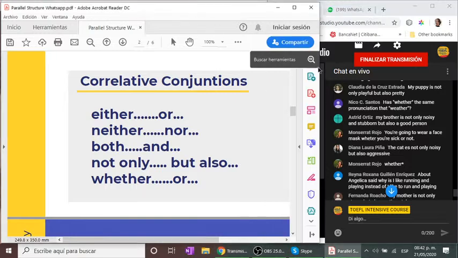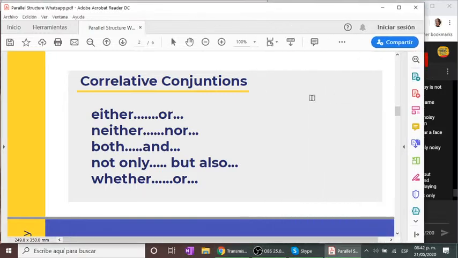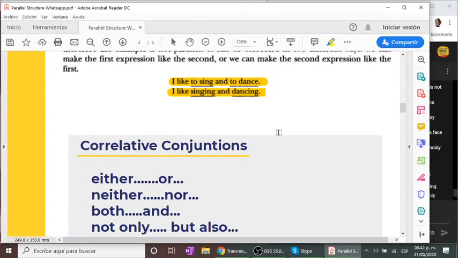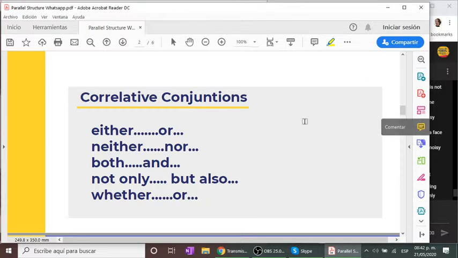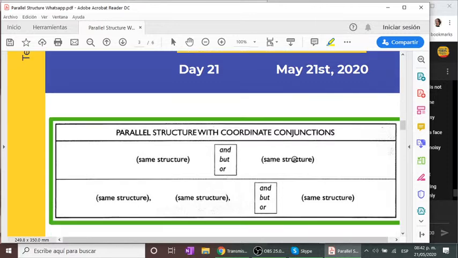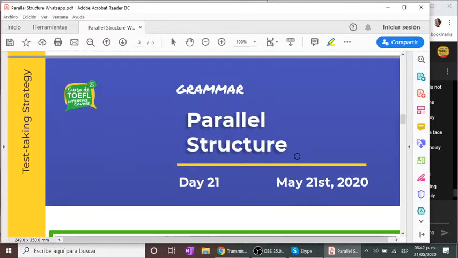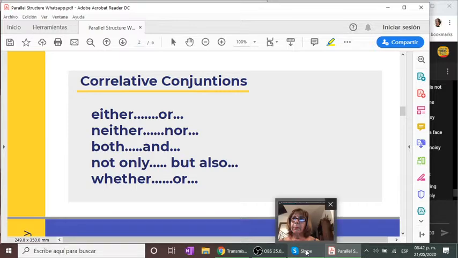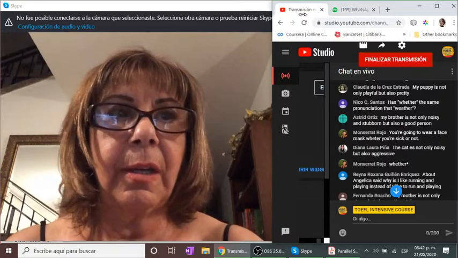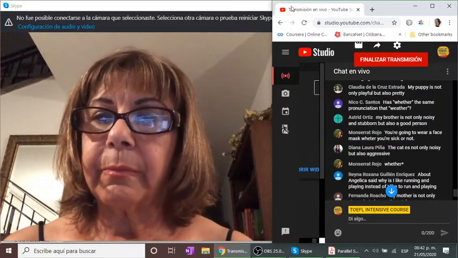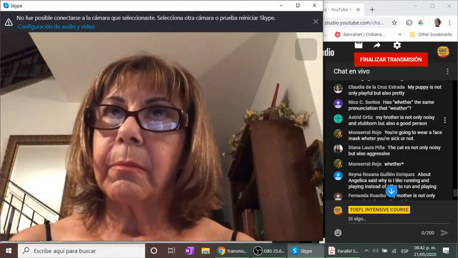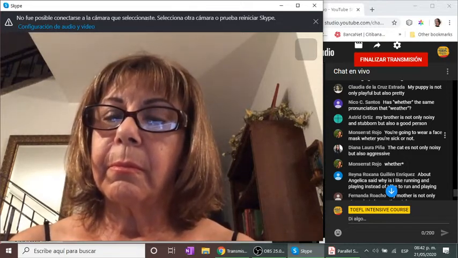Entonces, mientras escriben sus ejemplos, Tere, te voy a mostrar a ti en pantalla para que nos platiques un poquito, so you can tell us a little bit about some recommendations for this section, because we have very, very little time. I was amazed about what we talk. I know. So, guys, I was talking with the teacher Tere about what recommendations she can give us on this section, because we have too little time.